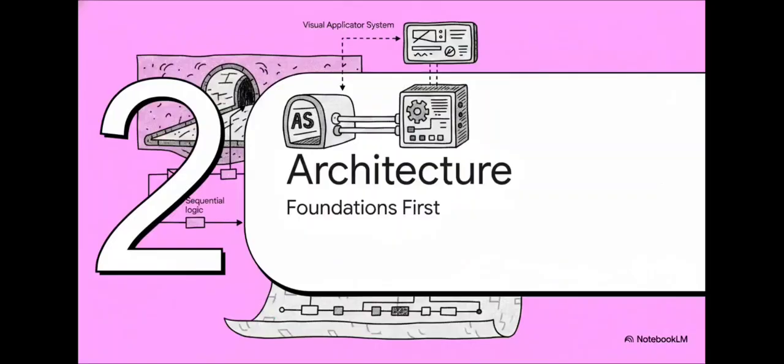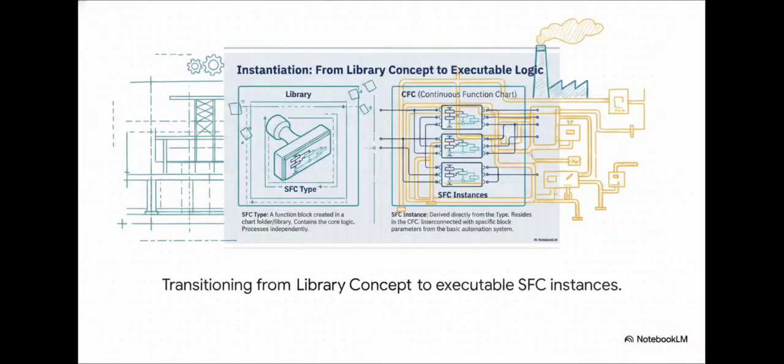Moving right along to Section 2, Foundation, because we really have to map out the architecture before we jump into the application. Think of this part as the transition from a paper blueprint to a physical building. We start with the SFC type. The type is purely a library concept, right? It's a master function block sitting in a chart folder that holds your core logic. It processes independently, but at the end of the day, it's just a template.